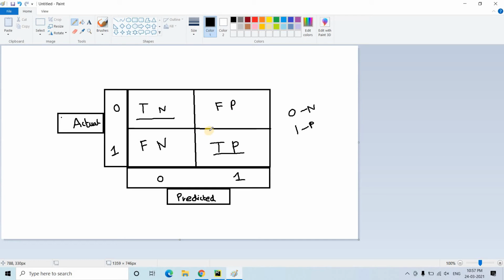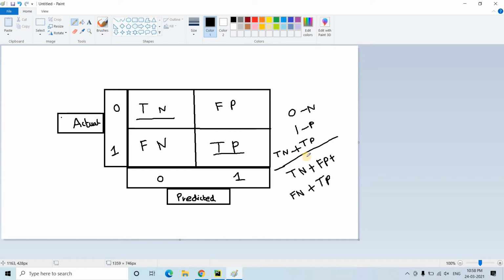Now how do we compute accuracy? These two combined are the correct predictions, so it will be true negative plus true positive, divided by the total: true negative plus false positive plus false negative plus true positive. Okay, this is actually the formula for accuracy, right?